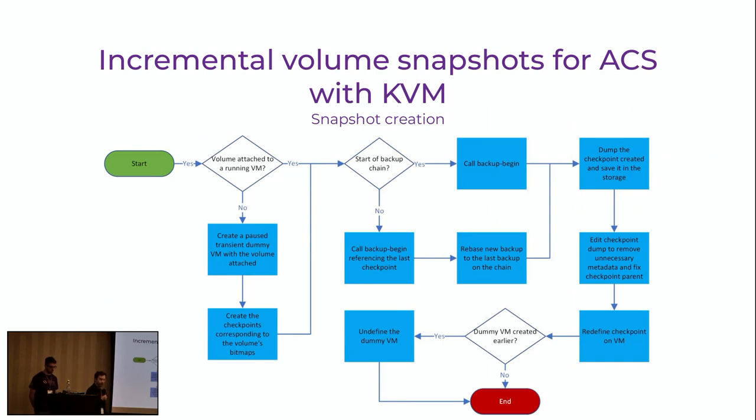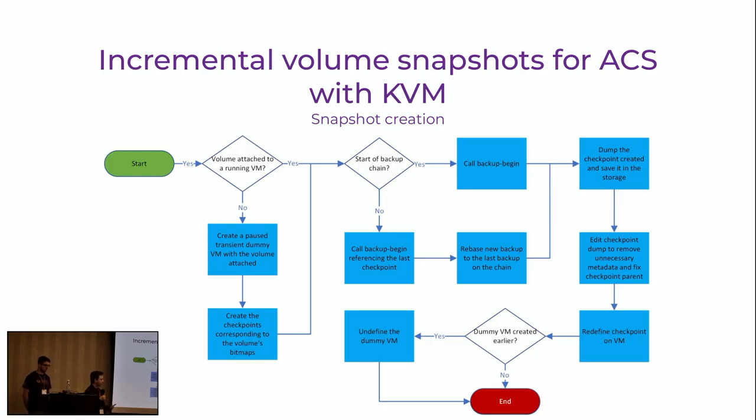So, about the workflows that will be implemented. The creation workflow is a bit more complex than the current one, but it's kind of simple at the same time. For a running VM, all we have to do is call the API that I just mentioned, the begin backup API. And also, in it, we have to tell Libvirt to create a checkpoint so that when we create the next snapshot, we can reference this checkpoint so that it only copies what was changed since that checkpoint.